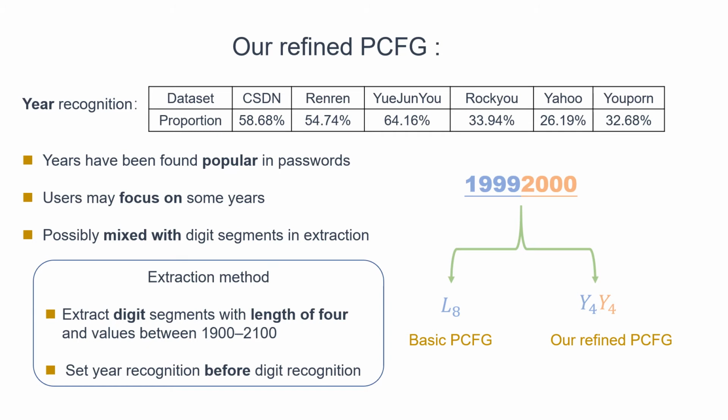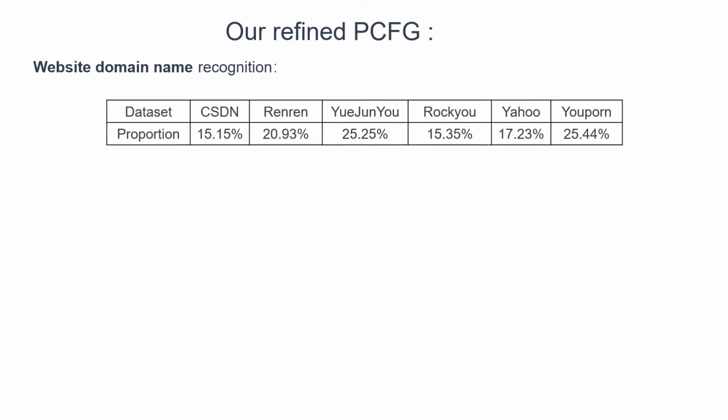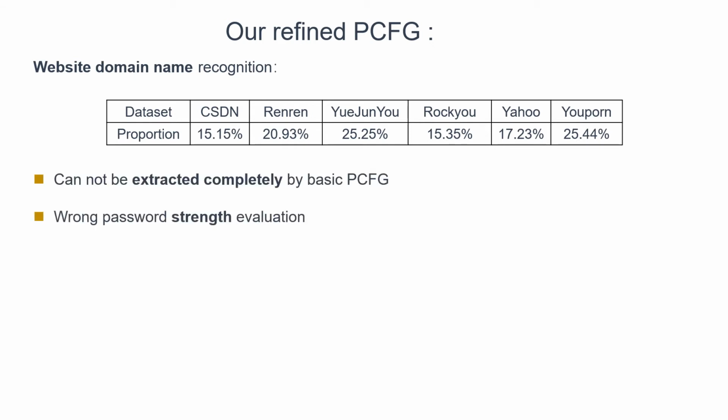Therefore, we use a new symbol Y for the year segment and extract digit segments with a length of 4 and values between 1900 to 2100. It should also be noted to set year recognition before digit recognition. The second rule is website domain name recognition. We also record the proportion of top 10 most widely used website domain names in the table. Although the website domain names are less concentrated than the years, some website domain names still account for a large proportion. The passwords with website domain names may be considered as strong passwords in the basic PCFG.